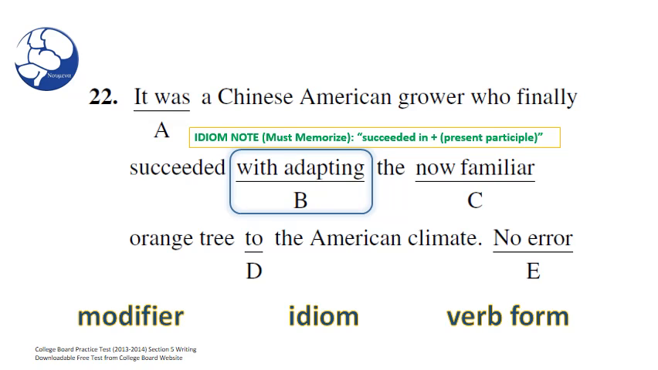But let's also check for verb form. Well, adapting is the present participle form. So we actually have the proper form to make this idiom work. So the verb form is okay. What do you think, Anthony Simpson? Did we check off everything here? I think you did great. So let's move on to C.